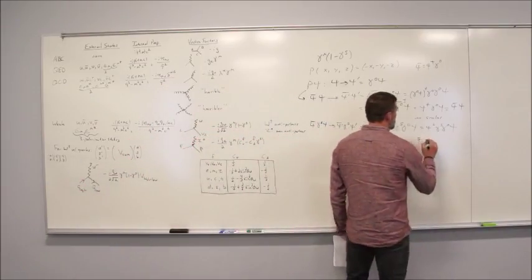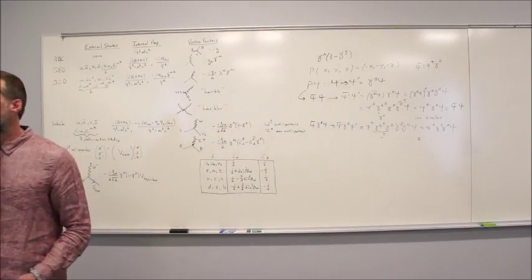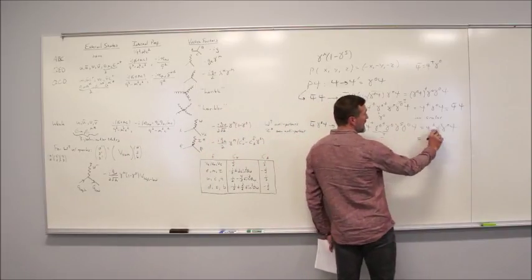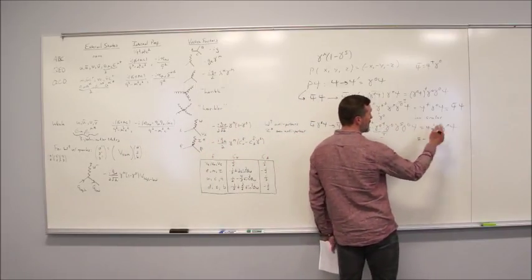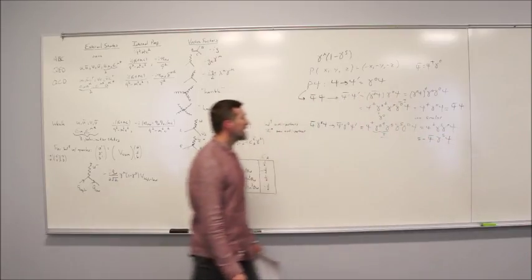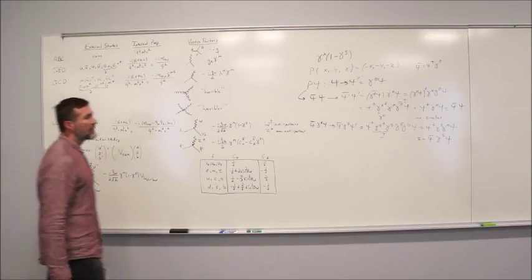Can anyone remind me of a useful property of things moving past gamma 5? They always pick up a minus sign. So when I move the gamma 0 past the gamma 5, I pick up a minus sign, and now I can recollapse this to psi bar. And so it turns out that the combination psi bar gamma 5 psi picks up a minus sign under parity.